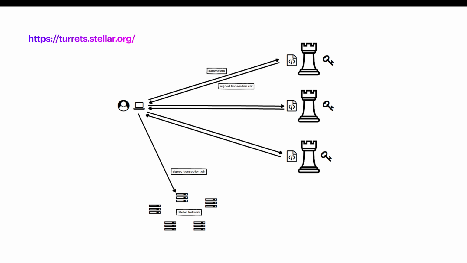In this illustration, you can see a decentralized network of Stellar turret servers running Turing complete smart contracts. The user can execute these contracts, has to pay for it, and the result is then sent to the Stellar network.